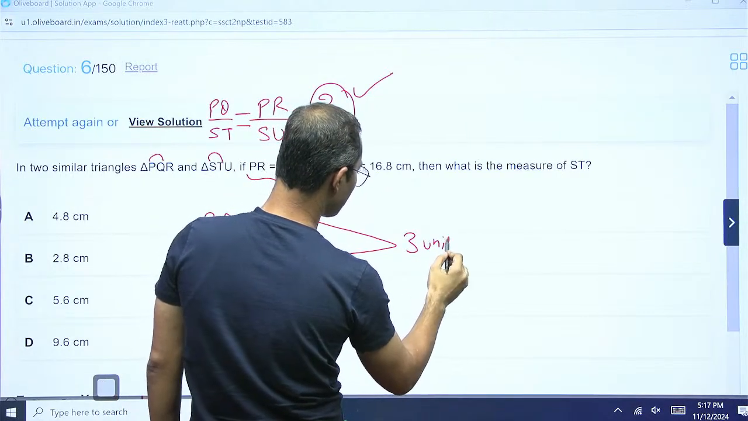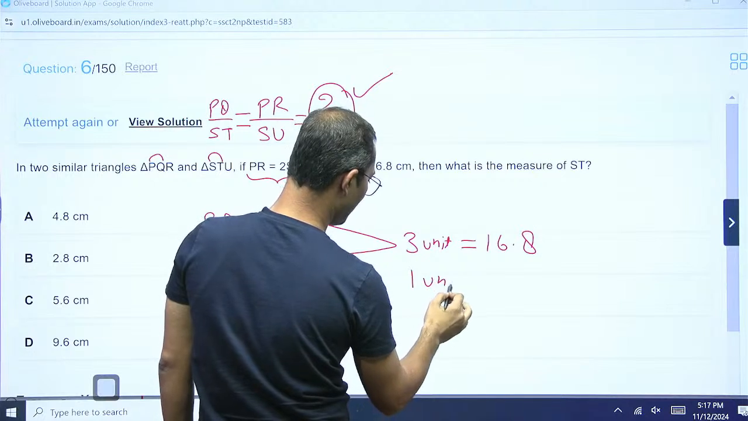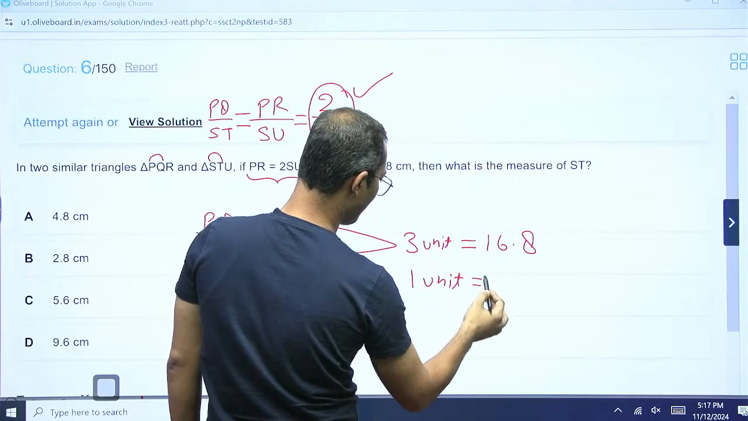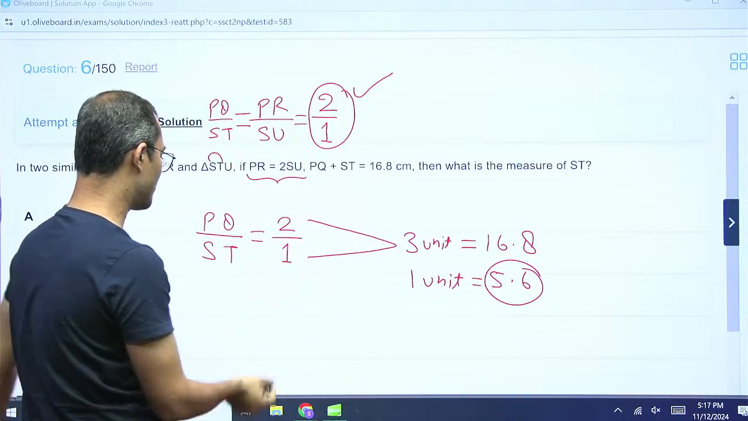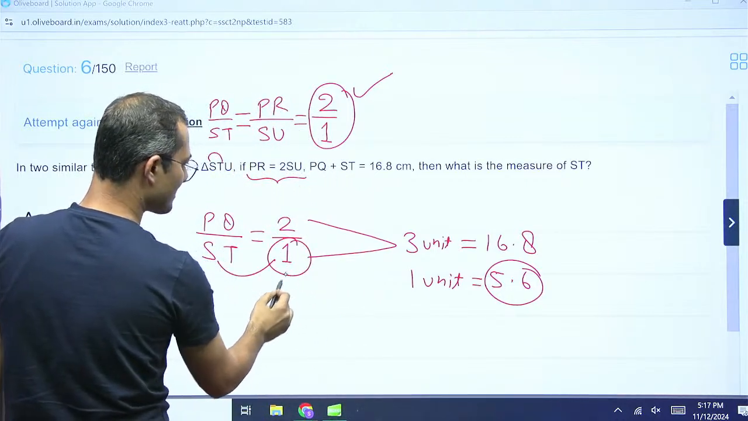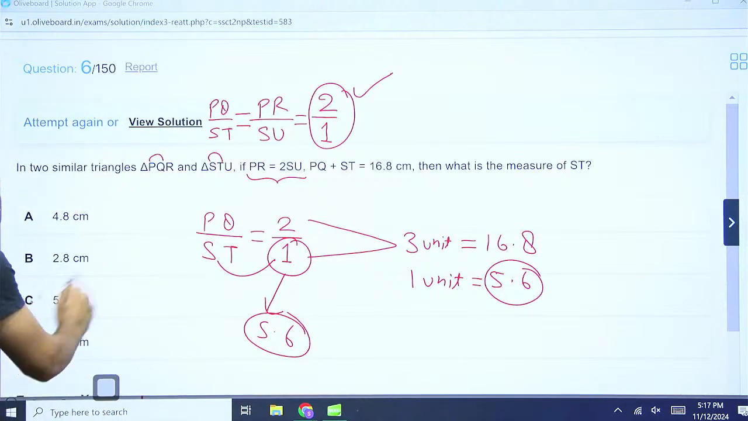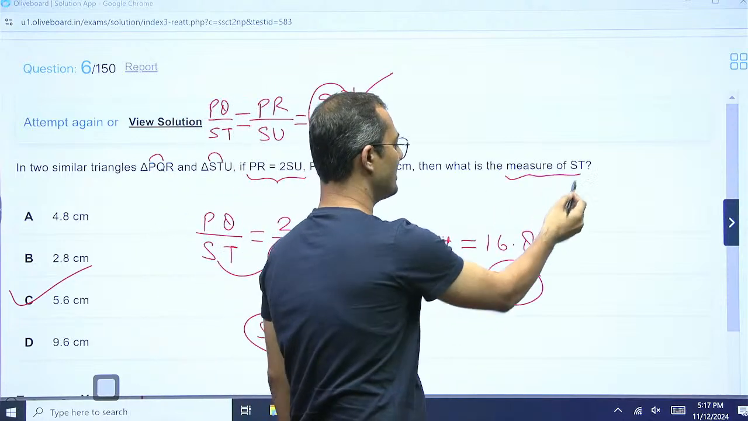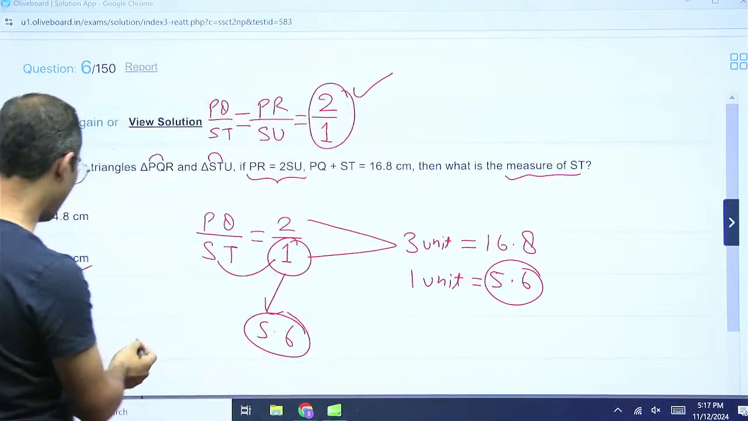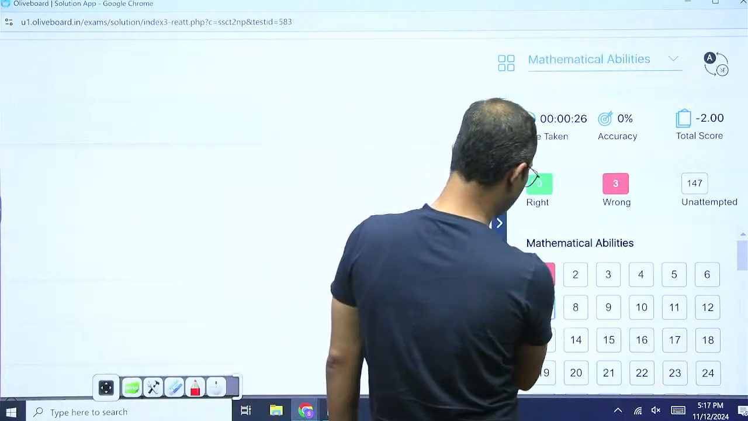So 3 units is equal to how much? 16.8. So what is the value of 1 unit? 3 fives are 15, 3 sixes are 18, so 5.6. Now the question is asking for ST. ST is 1 unit. So 5.6 centimeter is the right answer. The measure of ST is equal to 5.6. Again, very easy question, right? So moving to next question.